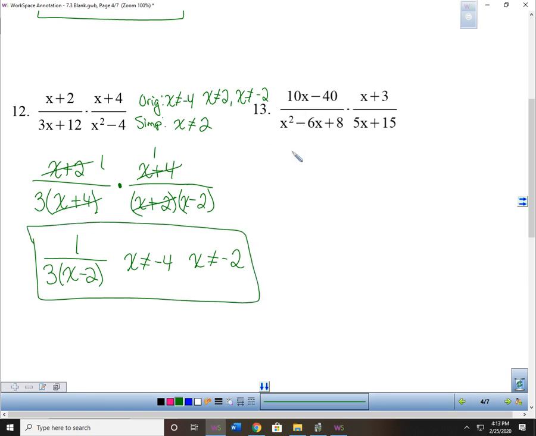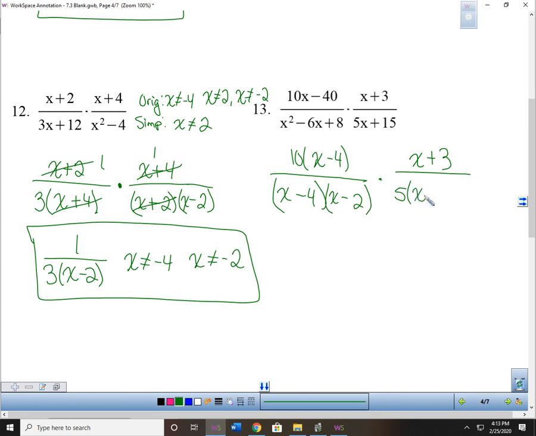So if I look up here, I can factor out a 10. So I have 10x divided by 10 is x, and negative 40 divided by 10 is negative 4. All right, on the bottom I have a trinomial, so I can factor that. I have a plus in the back, which gives me 2 of what's up in the front, and then I have x and x. And what multiplies to make 8 and adds to make 6 would be 4 and 2. I can't do anything with just an x plus 3. But on the bottom, I see that 5x and 15 both have 5 in common, so I'll factor out a 5, which leaves me with x plus 3.